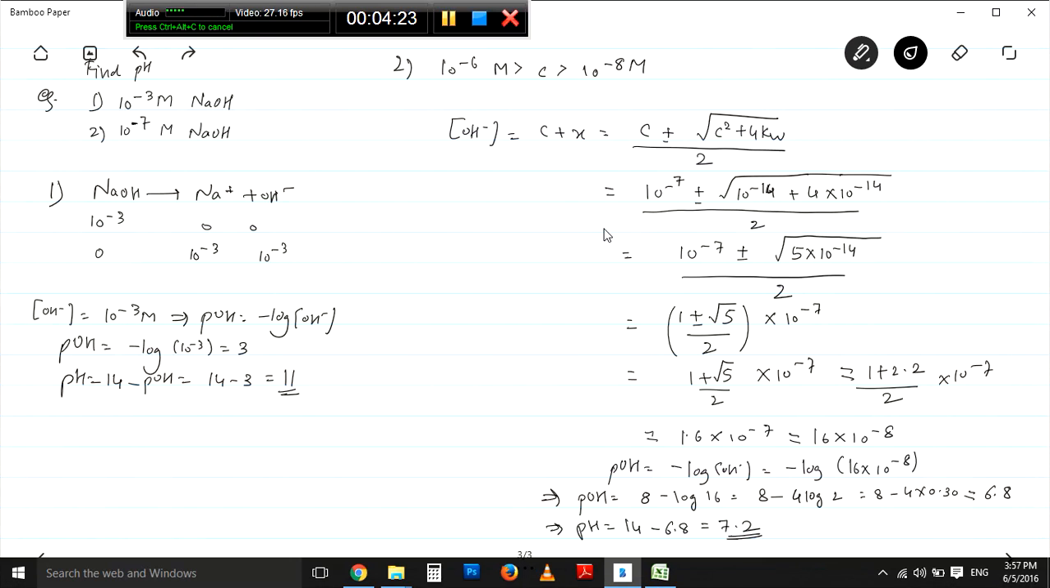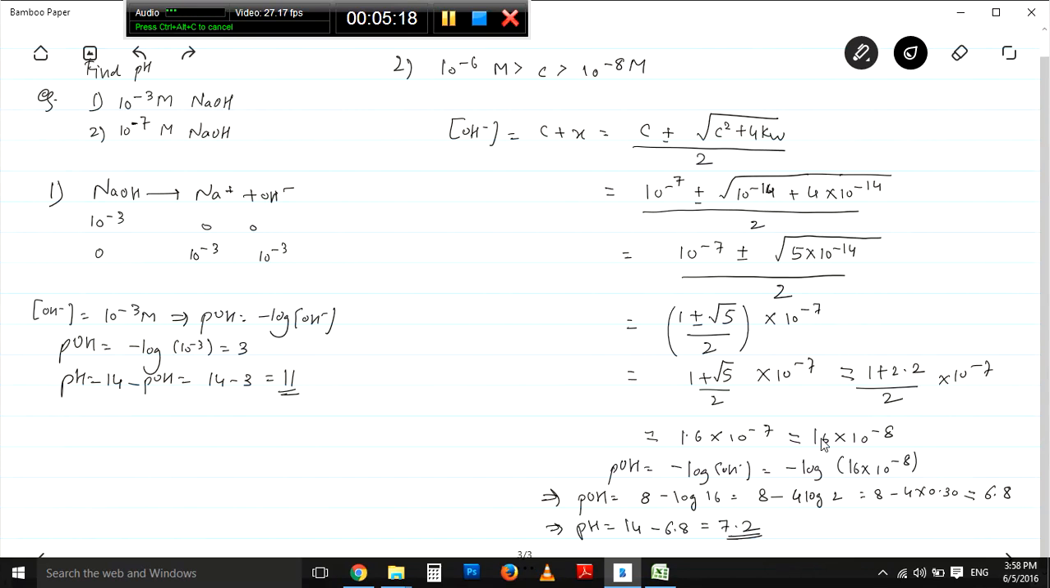Now just substitute the values. Your concentration is 10 raised to power minus 7 plus or minus root of C square, which will be 10 raised to power minus 14, plus 4 times Kw, which will be 10 raised to power minus 14, upon 2. Solving this equation will give you OH minus equal to 1.6 into 10 raised to power minus 7. If you go through the steps, the value under the root will be root 5 into 10 raised to power minus 14, and you can take 10 raised to power minus 7 common and you will get 1 plus or minus root 5 by 2. I have neglected the negative sign because 1 minus root 5 will give you a negative value of OH minus, which does not make sense.